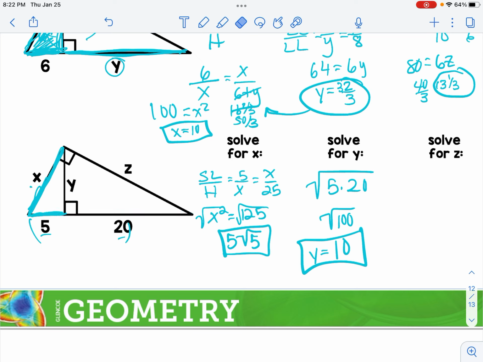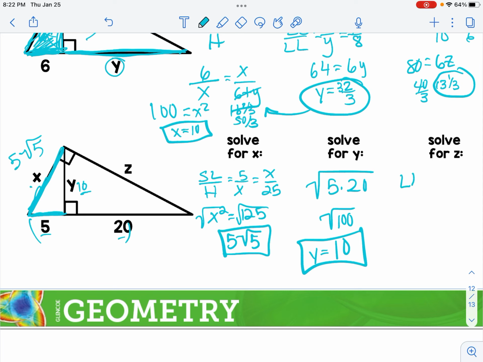All right. And then let's go ahead and look at our last one, which is solving for z. And I'm going to go ahead and write this one was 10 and this was 5 radical 5. I like that this one is a whole number, so if I need to use it to solve later, it's easier for me to use than a 5 radical 5. But I don't think I'm going to actually need it for this one.